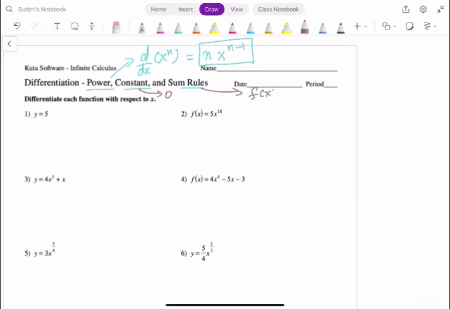The derivative of a constant is 0. And when we are talking about the sum rule, we are taking the derivative of f of x and the derivative of g of x separately, and we are adding them together. So let's try question number 1.